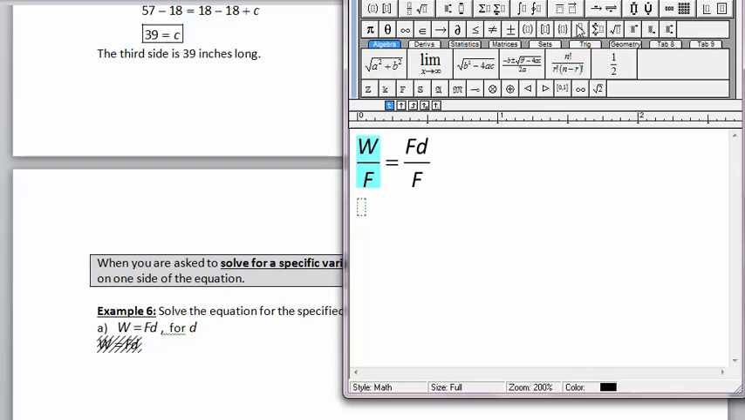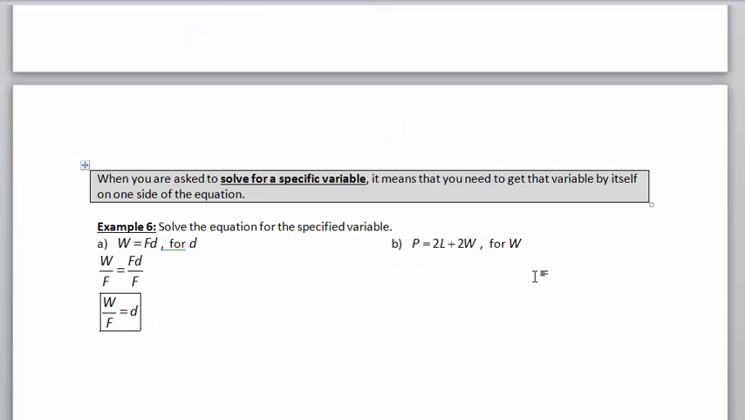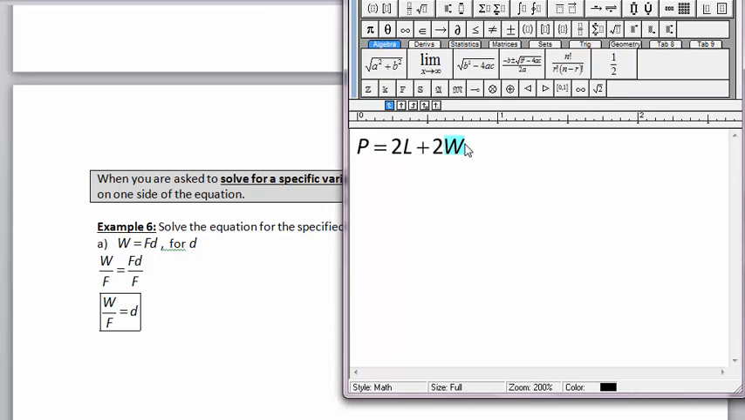When I divide both sides of the equation by f, I don't know what w divided by f is. So on the left-hand side, I will get w divided by f equals, on the right-hand side, the two f's divide to 1, so I get d. This is my new equation, an equation that has d solved for. In part b, I want to solve for w. So I want to get w by itself.